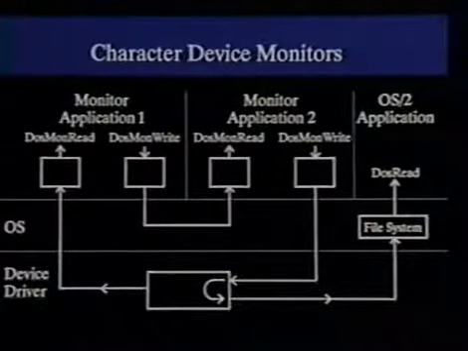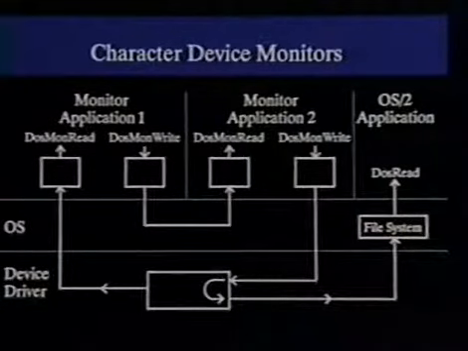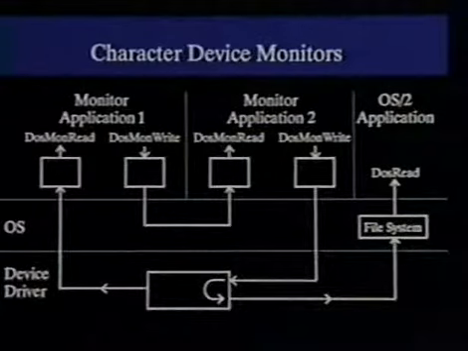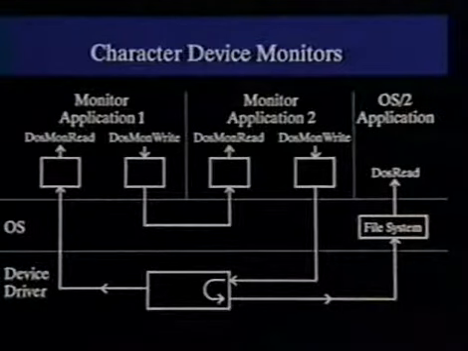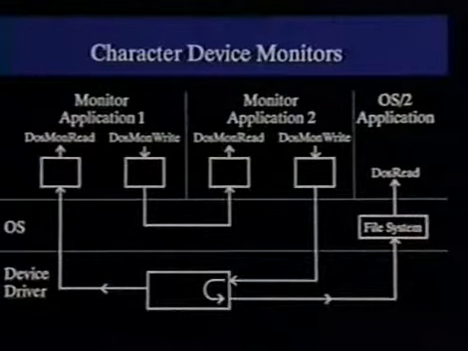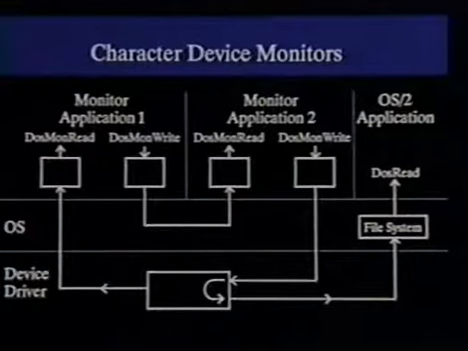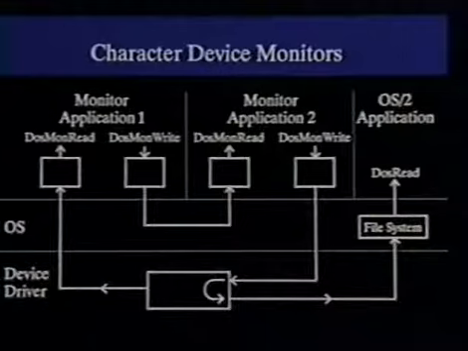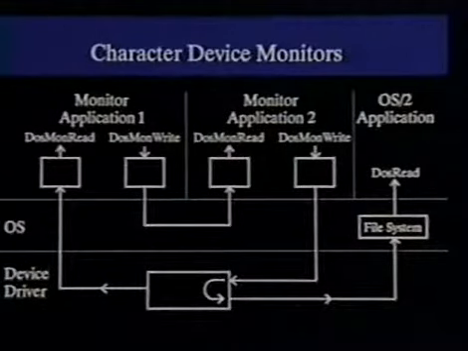Now this diagram shows how character device monitors work. At the bottom of the screen, you see a device driver. This is a character device driver, such as the keyboard driver. Then in the middle we have the operating system, which processes application I/O requests. Over on the right-hand side, there's an OS2 application that calls DosRead to request some data from the character device. The DosRead request goes to the operating system file system component, which routes the request down to the device driver.